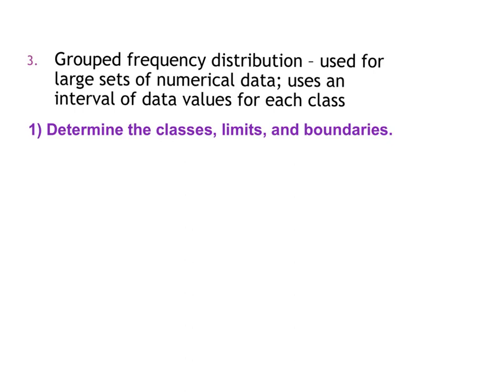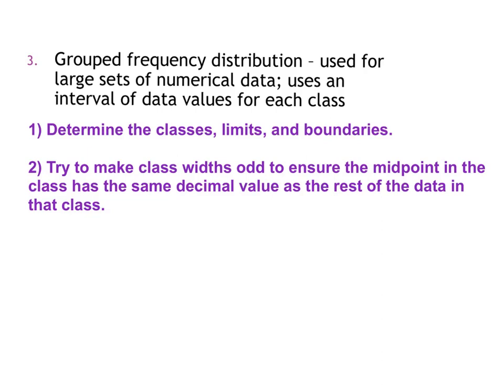The second thing that we're going to do is make our class widths, and we try to make them odd to ensure that there's a midpoint that is not a different decimal than what the classes are, the rest of the data. And I'll explain that when we get to class width and why it works.